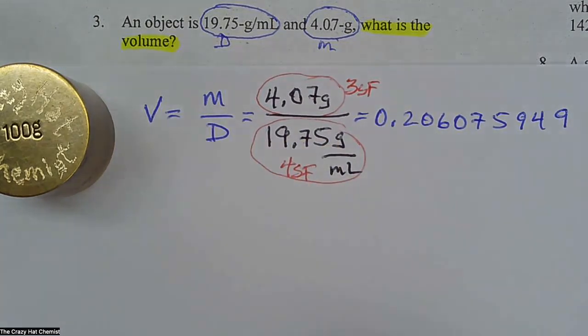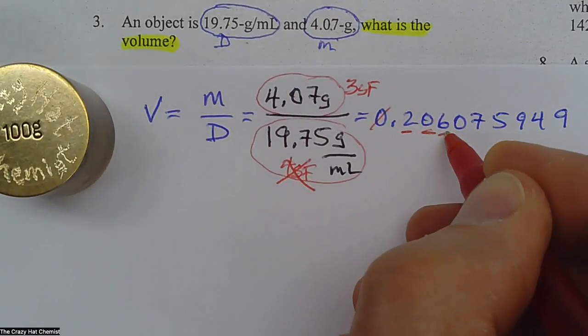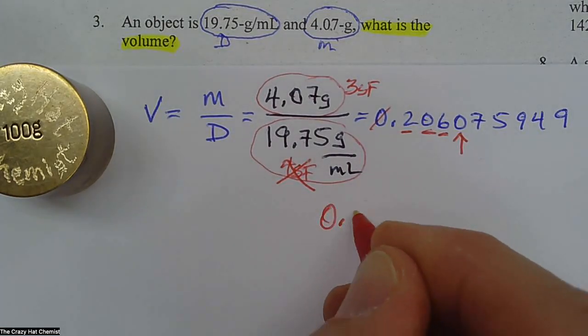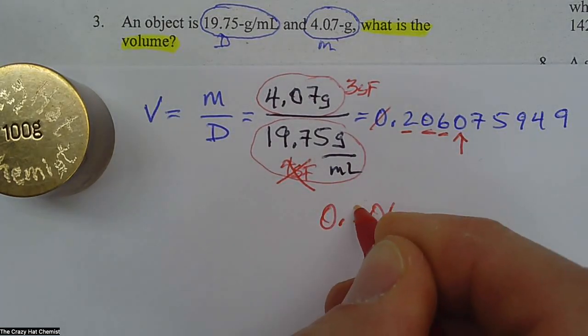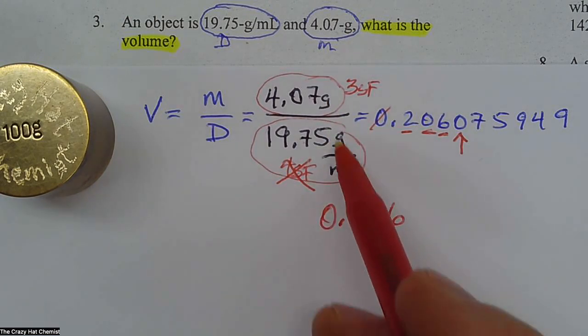The fewest number of significant figures is 3. Leading zeros don't count, so it's 1, 2, 3. I'm rounding with that 0. That is 0.206. And then I need to figure out what are the units for volume that are associated with this.